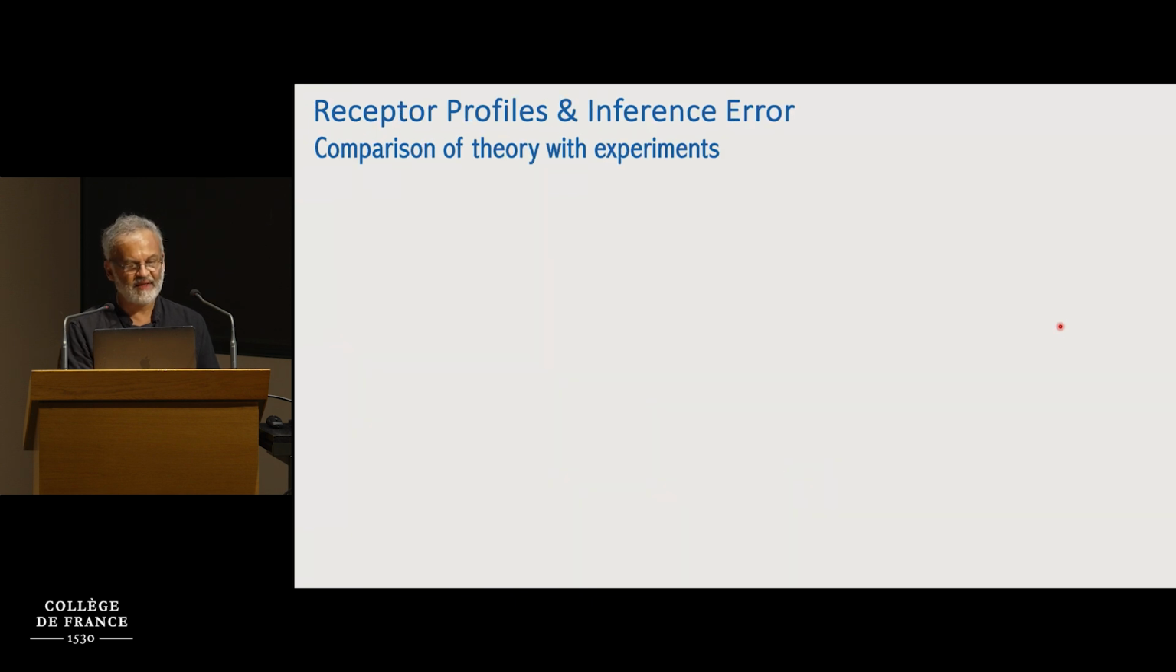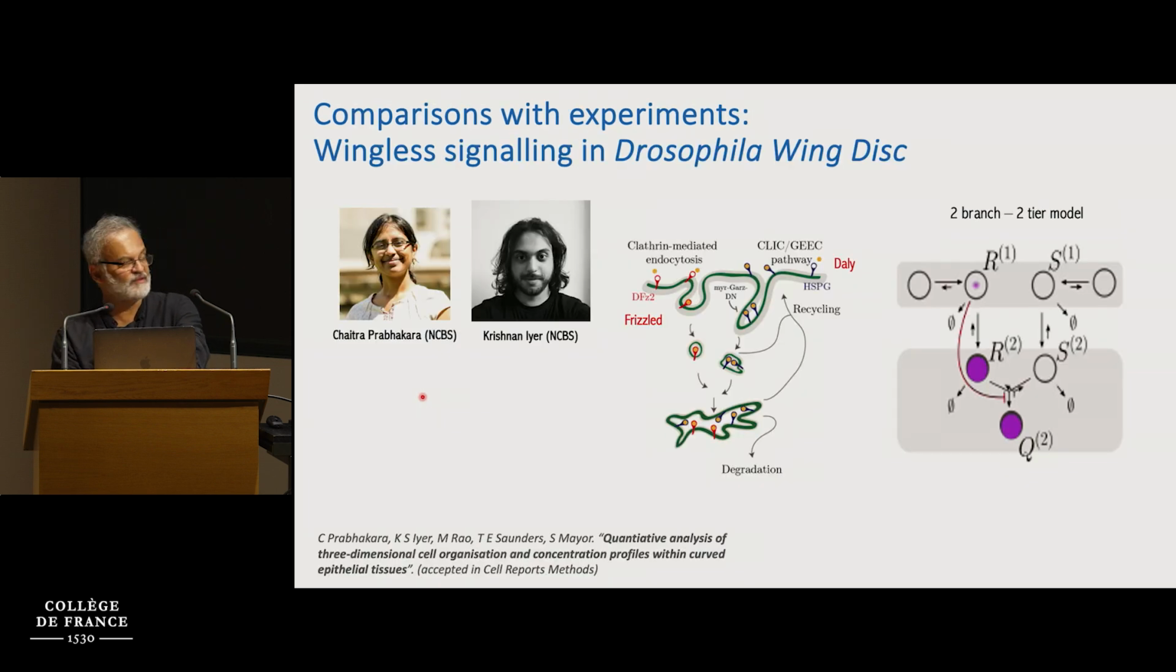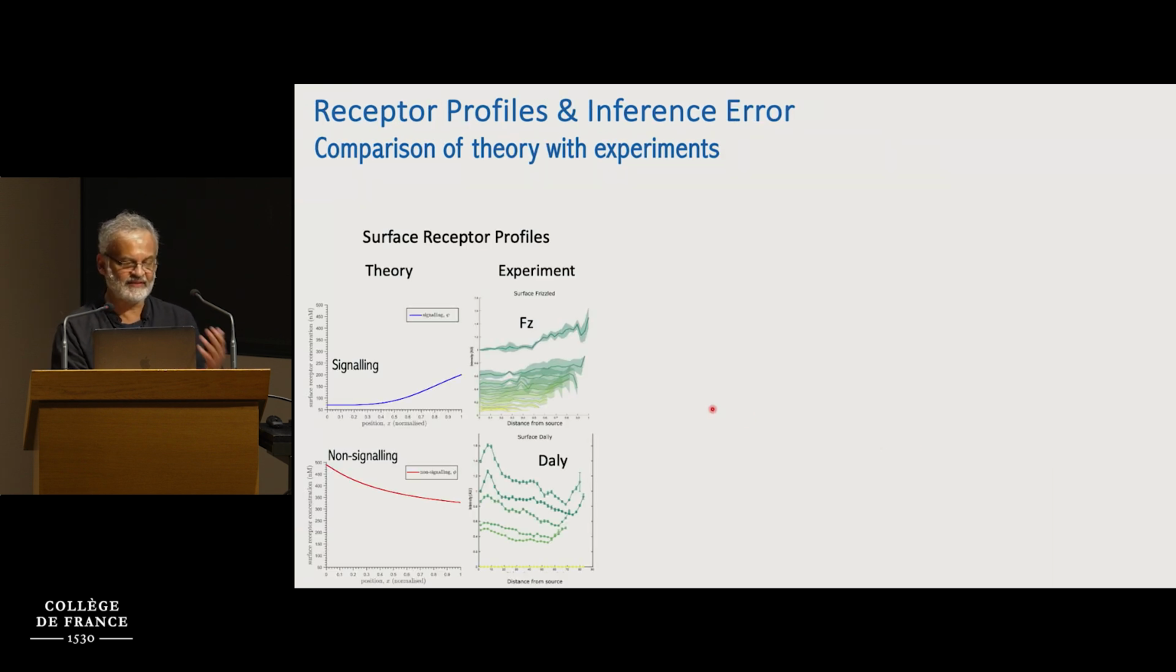Okay. Now, what Krishnan did was to take this model that I showed you earlier, the two-branch, two-tier architecture, and look at the levels of the surface receptors. And I said earlier, what he showed was a signaling receptor increases away from the source, non-signaling receptor decreases away from the source. And this is precisely what Chaitra saw in her experiments. Frizzled, the signaling receptor, increased away from the source. DALI, the non-signaling receptor, decreased away from the source.